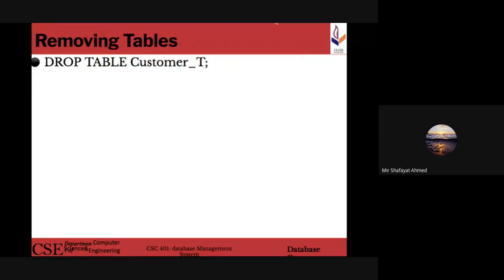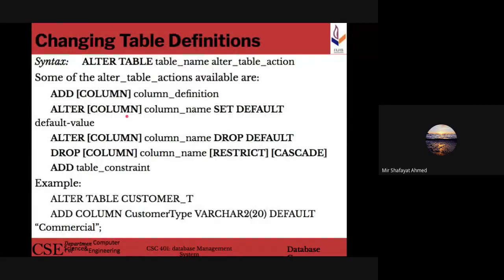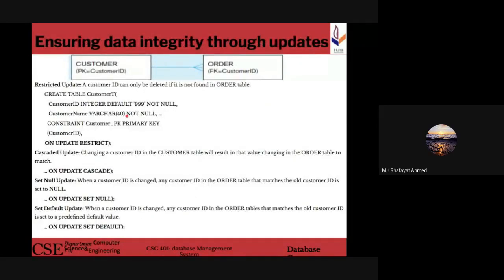Yes. Could you show the previous slide, the update restrict? Could you repeat the restricted update thing? I didn't catch it. If customer ID is updated, what will happen to the order? For the restrict case, it will not allow you to update the customer ID at all, if it exists in the order table.